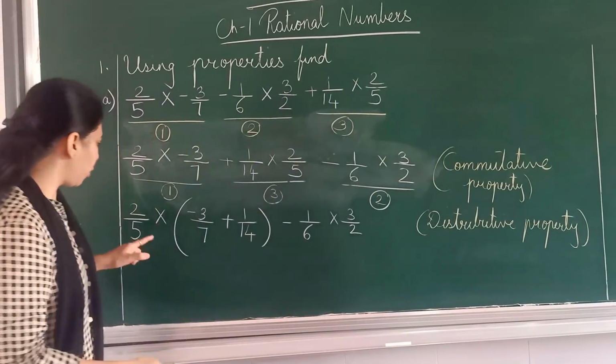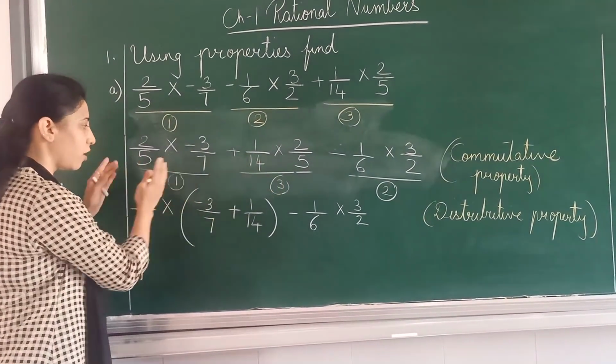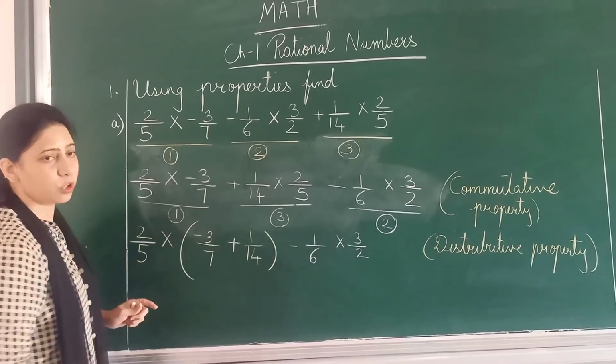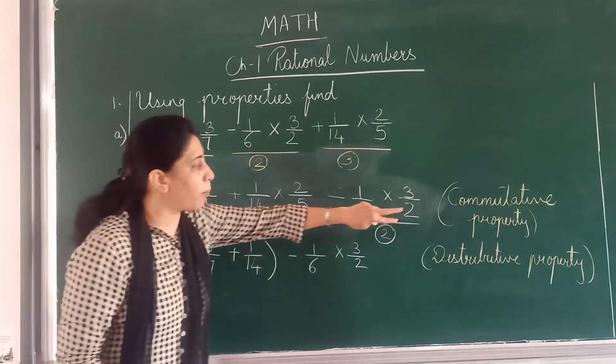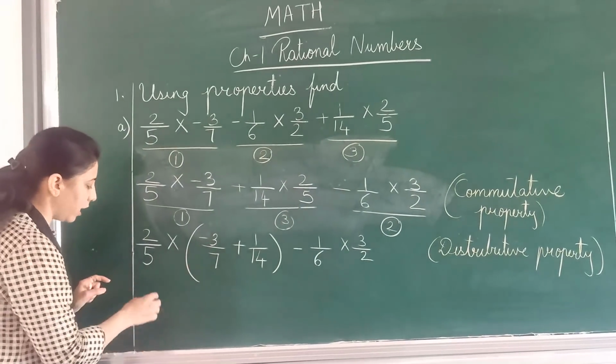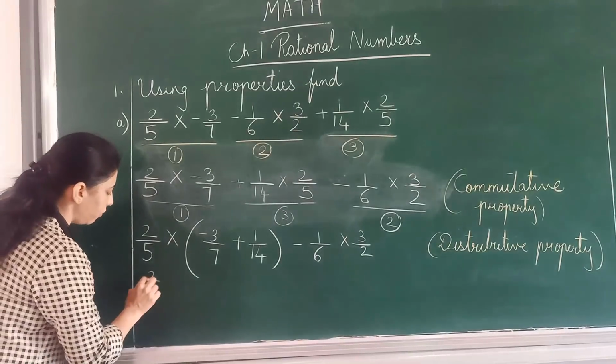So it is the distributive property. 2 upon 5 is repeated, so I have taken it out as common, and the rest of the things I have taken in the bracket. That is called the distributive property. So two properties I have used up till now: the commutative property and the distributive property. Now I will do the calculation.